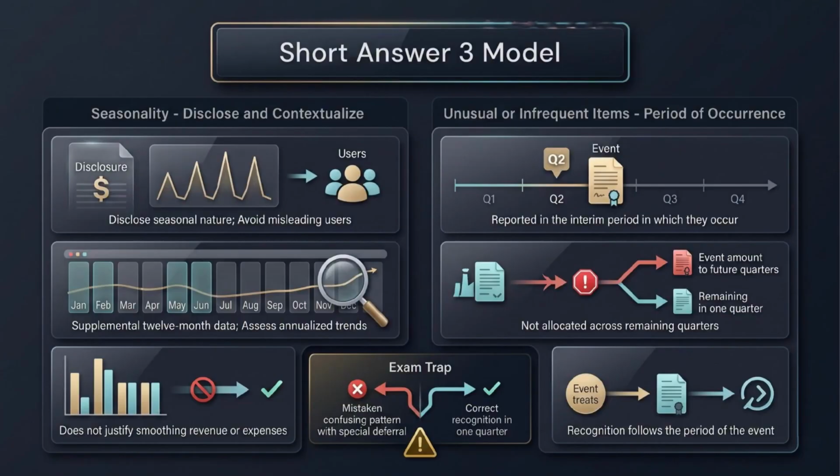For seasonality, the answer should say that entities disclose the seasonal nature of operations so users do not misread interim results. 12-month data ending at the interim date may also help users understand the trend. But seasonality does not justify artificial smoothing. For unusual or infrequent items, the item is reported in the interim period in which it occurs and is not allocated across the remaining quarters. The exam trap is mixing disclosure for seasonal patterns with recognition of special one-time events.